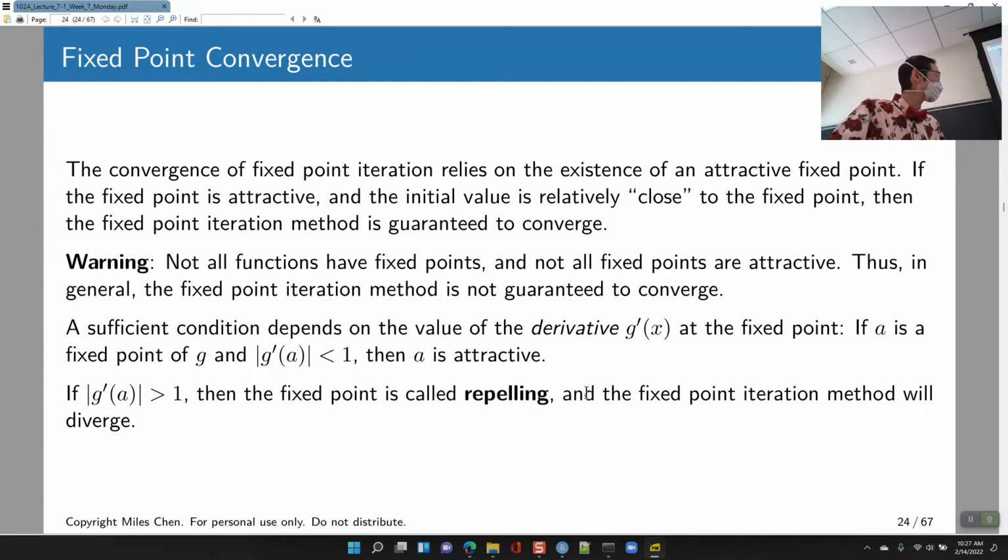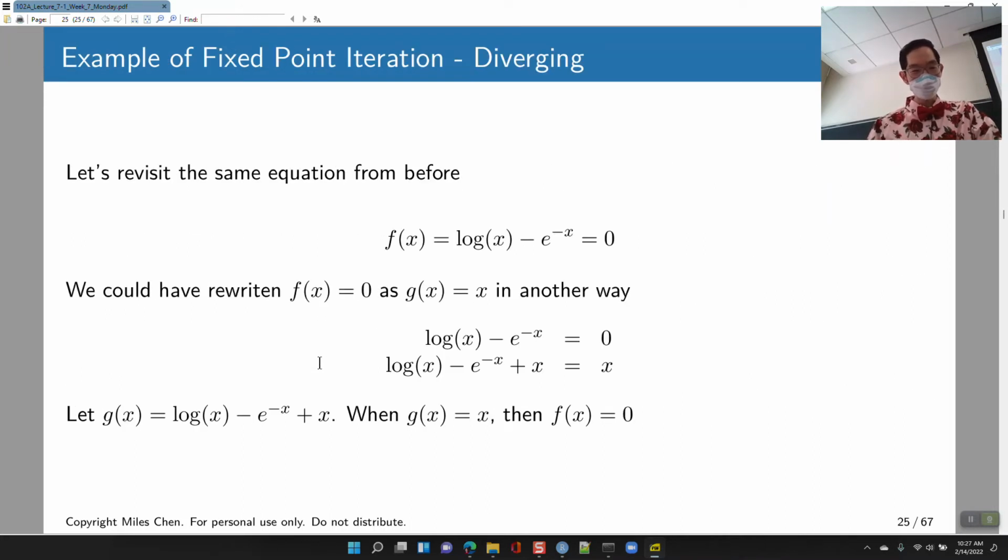A sufficient condition is that if you take the derivative at the fixed point, as long as the absolute value of the derivative at that fixed point is less than 1, it will be an attractive fixed point. But if it's greater than 1, it will be a repelling fixed point, and fixed point iteration will diverge. What does this even mean? Okay, so here's an example of a diverging fixed point.